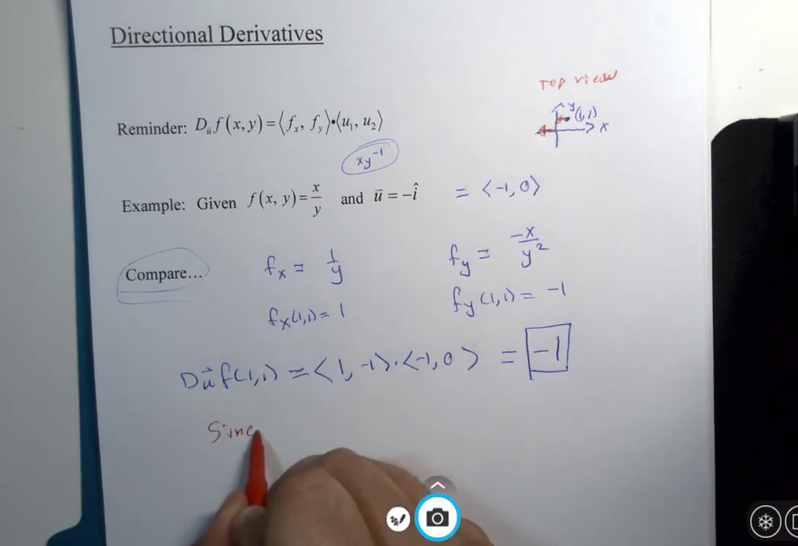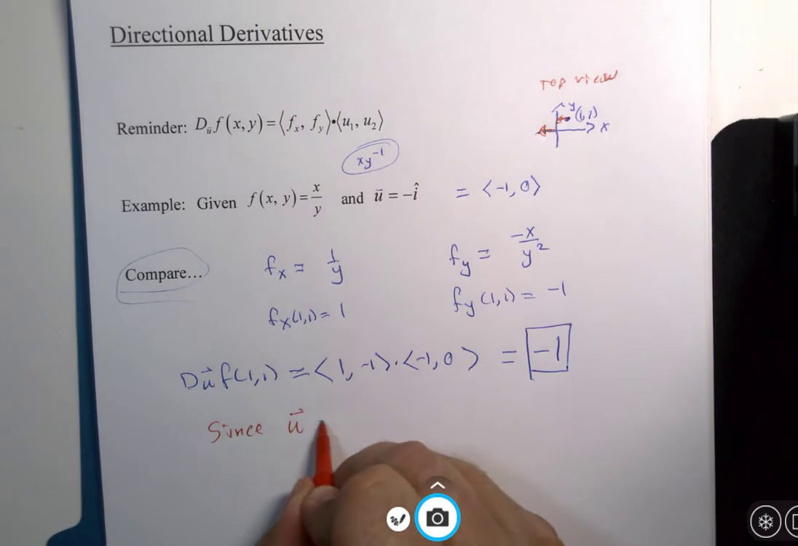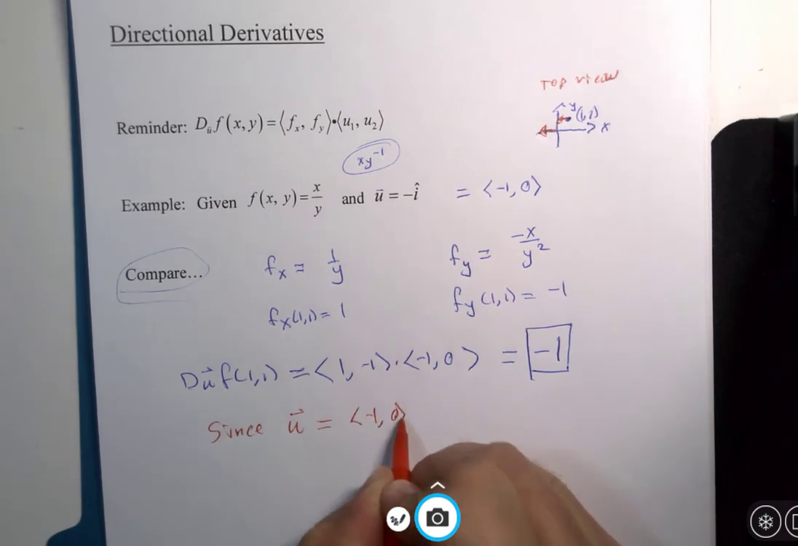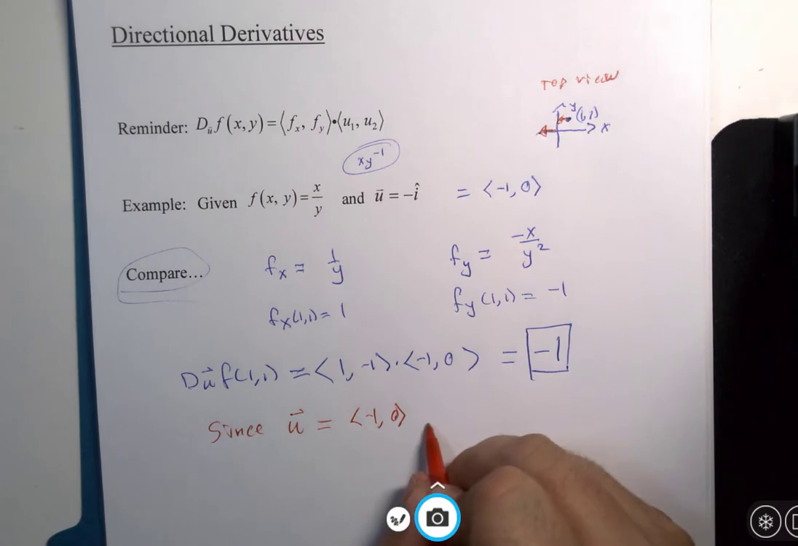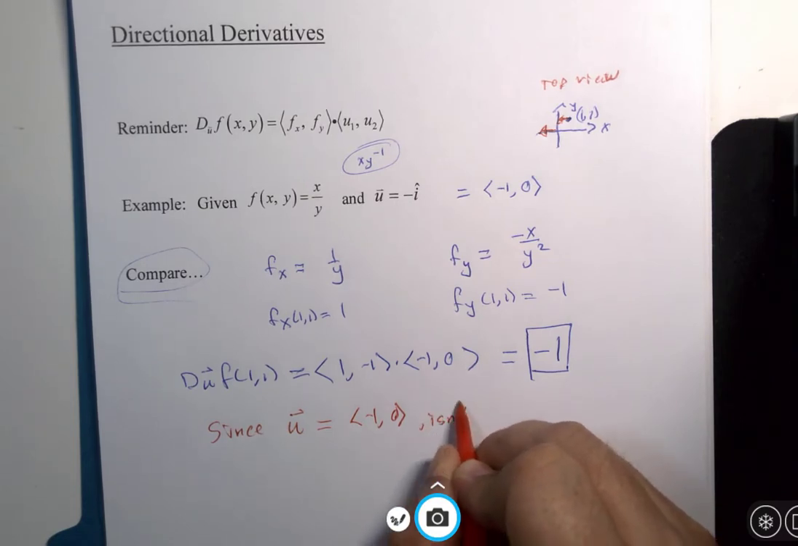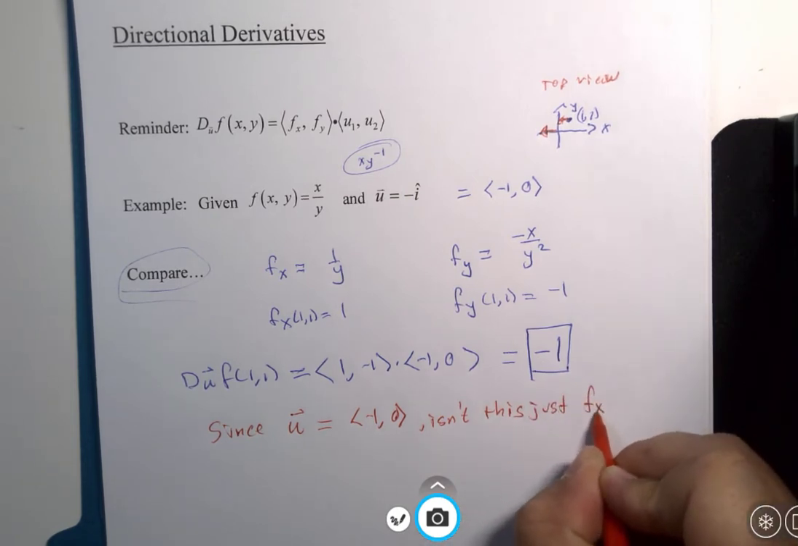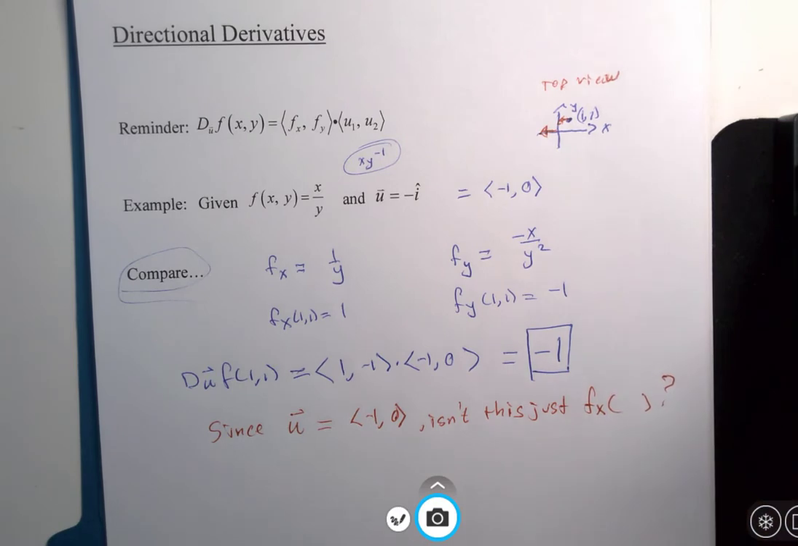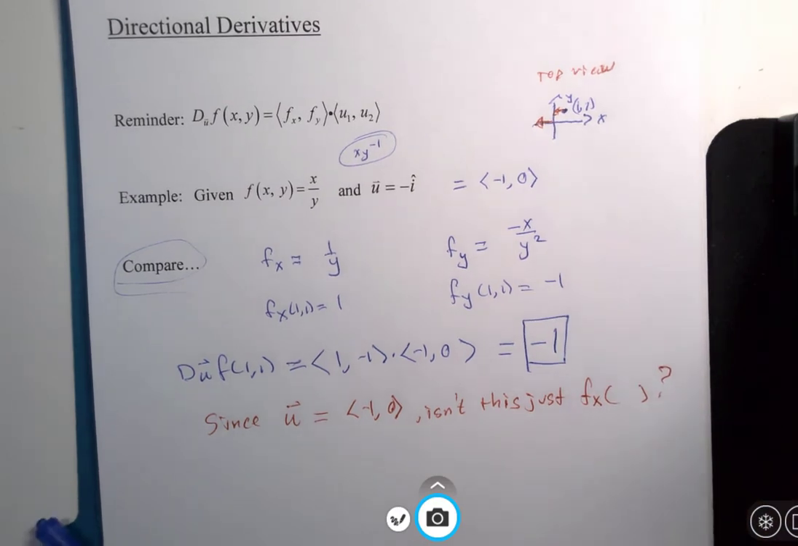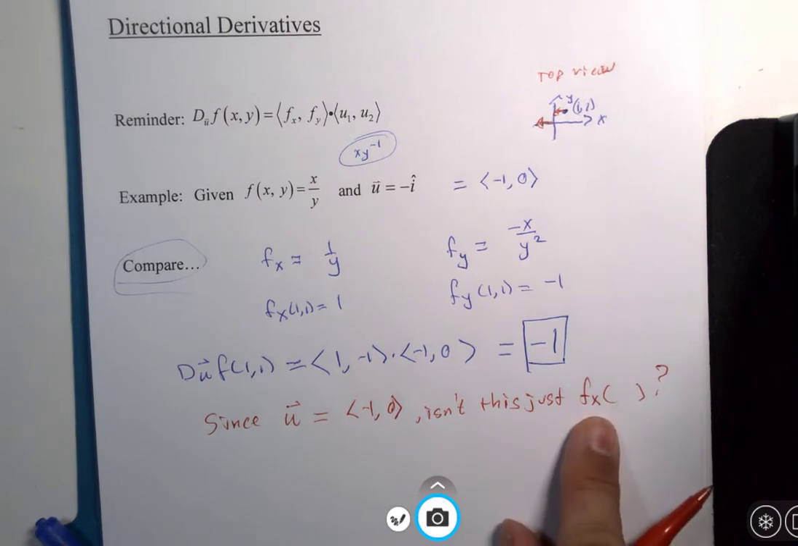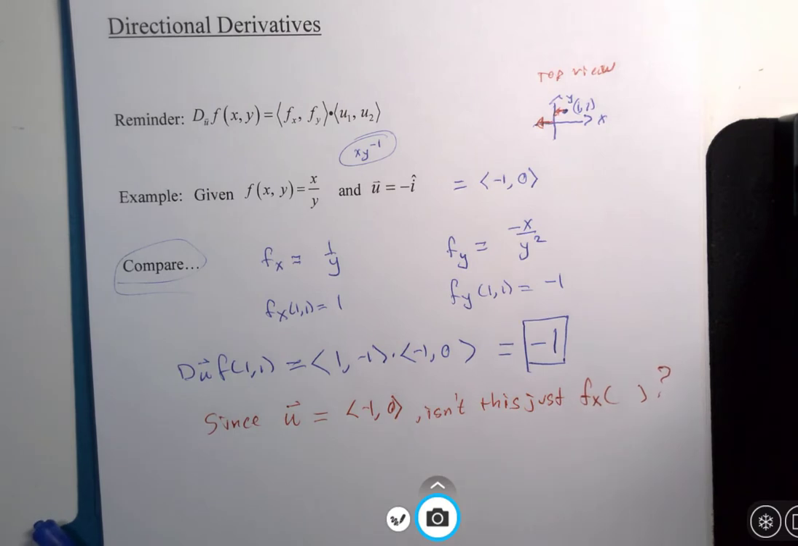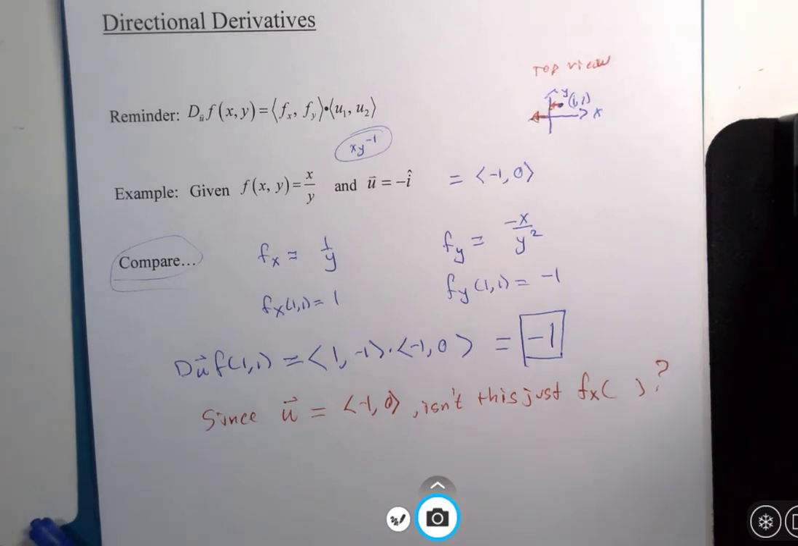Now here is what I'd like to compare it to. Since u equals -1, 0, isn't this just the same as the x partial derivative? I mean, isn't that what the partial derivative means? It's the slope in the x direction, and if I did the y partial derivative, it would be the slope in the y direction. I think that was kind of hinted at in a previous segment, and certainly by the book. Well, we can investigate that.